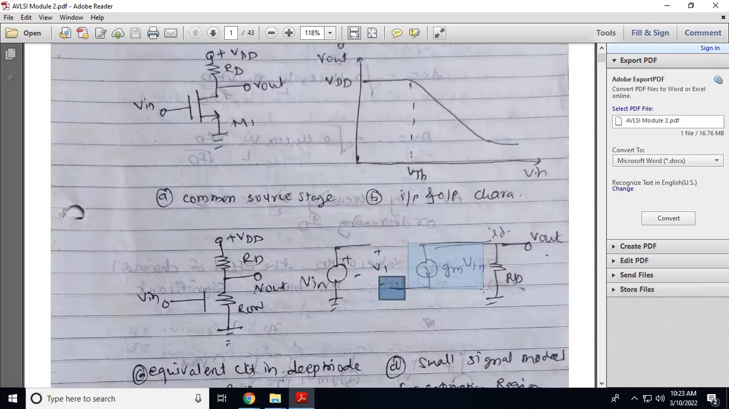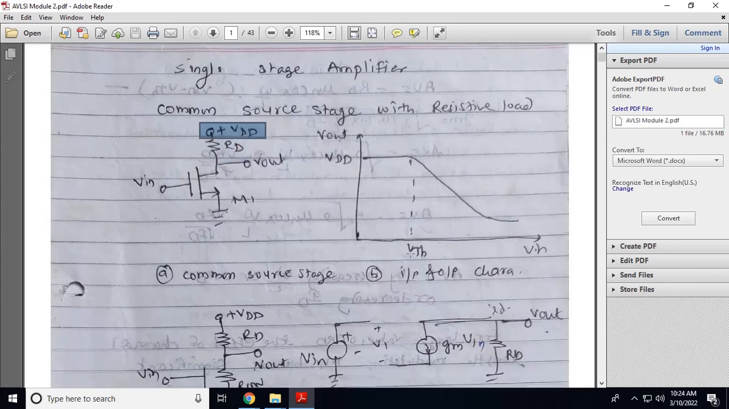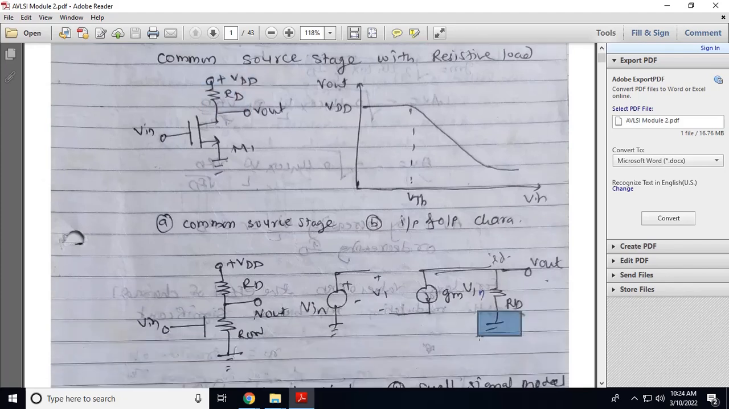ID is represented by a voltage dependent current source, that is gm times the input voltage. One terminal of resistance RD is connected to the supply. In a small signal model, the supply is grounded, so we ground it here. The other terminal is connected to the drain terminal, and here we are measuring the output. Now we will find the voltage gain equation for this common source stage.